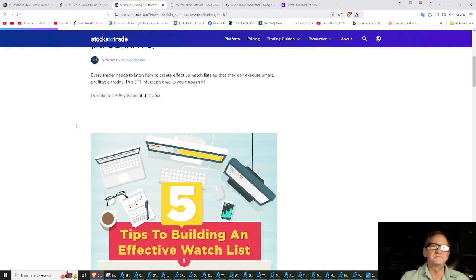So, five steps in creating a good watch list. Tips for building an effective watch list. You've got to have a good watch list. When you come in the morning, you want to look at your major stocks that you love, stocks that you appreciate, stocks you've done well with, stocks with good volume, stocks with great news. Those are the kind of stocks you want to put on your watch list to be effective.